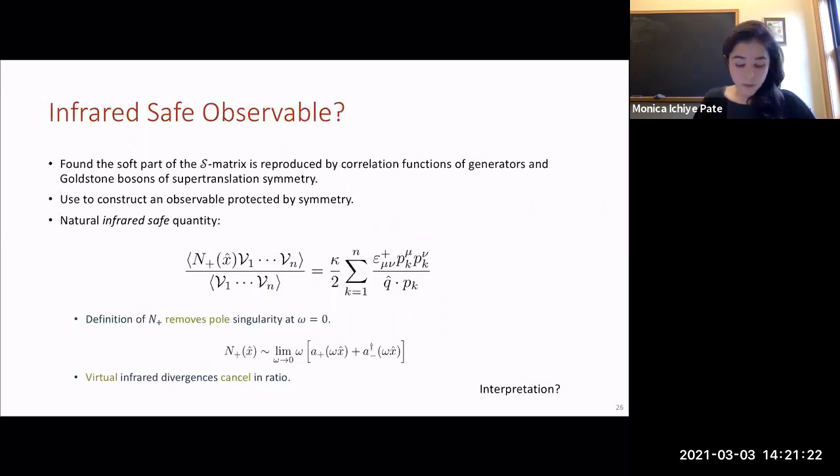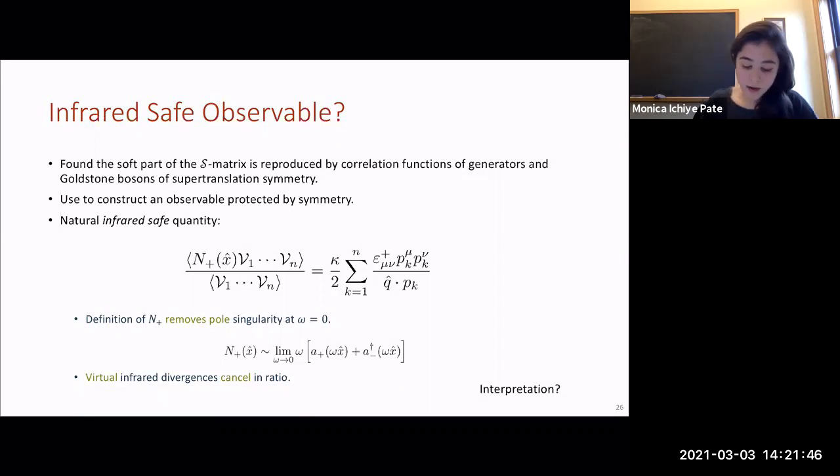Okay, so now that we found that the soft part of the S matrix can be reproduced by a correlation function of generators and Goldstone bosons, and we've specified the correlation functions that are needed to reproduce the soft part of the S matrix, let's use the soft part of the S matrix to construct an observable that's protected by symmetry.